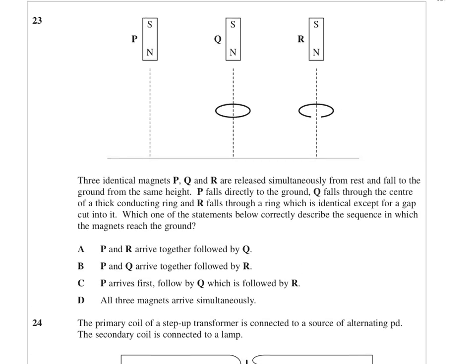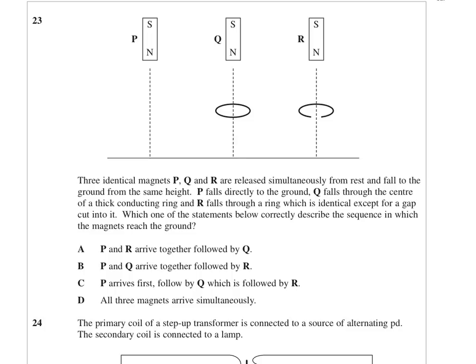So 23, you've got 3 identical magnets P, Q and R released simultaneously from rest and fall to the ground from the same height. P falls to the ground, Q falls through the centre of a thick conducting ring, and R falls through one with a gap. So we're going to get some electromagnetic induction, which is going to have an effect on one of these.